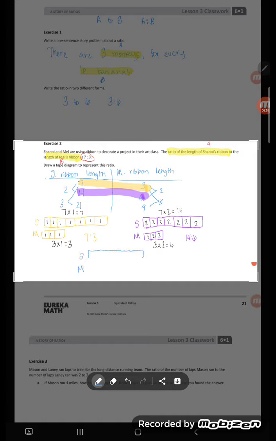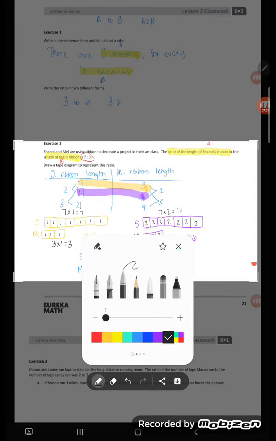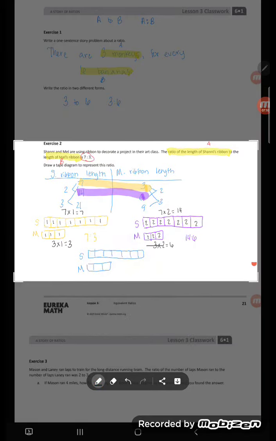I'm drawing my 7, 2, 3, 4, 5, 6, 7, 1, 2, 3, 1, 2, 3, 1, 2, 3. I'm going to put 3 in each box. 3, 3, 3, 3, 3, 3, 3, 3, 3. Alright, 7 times 3 equals 21.